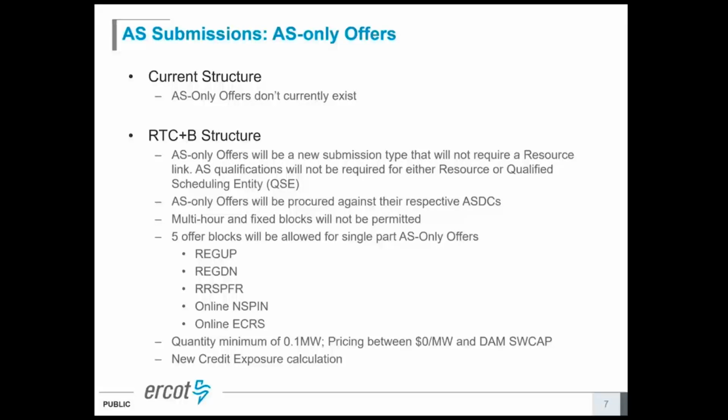AS-onlys will not be available for blocky or manual AS types. Submissions will only be allowed up to 5 blocks for Reg Up, Reg Down, RRS PFR, online non-spin, and online ECRS. Multi-hour and fixed blocks will not be allowed. The minimum quantity will be 1/10 of a megawatt and will allow prices to be between $0 and the day-ahead market system-wide offer cap. A new credit exposure will exist for the AS-only offers and can be found in protocols.